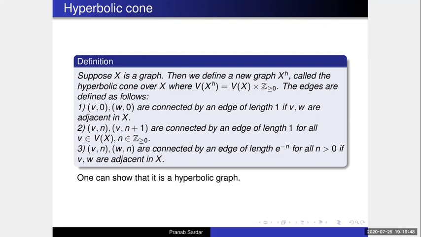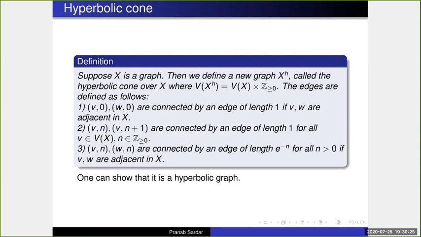I recall the hyperbolic cone we have defined. We take VX cross the integers bigger than or equal to 0 as the vertex set, and the edge sets 1, 2, 3 define the edges. Every level set VX cross n has the same set of edges as there were in X. The only thing is that in the nth slice, the edges are of length e to the minus n. For any vertex v in X, v cross the non-negative integers is just a line, where I join (v,n) to (v,n+1) by an edge of length 1. So this is a hyperbolic graph.